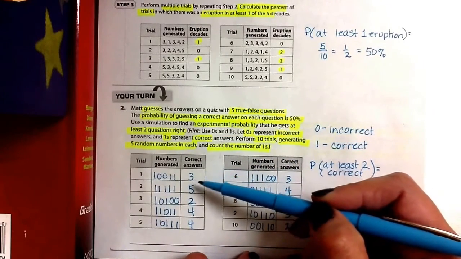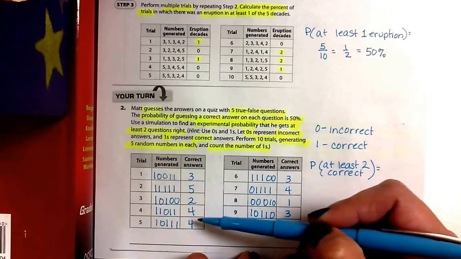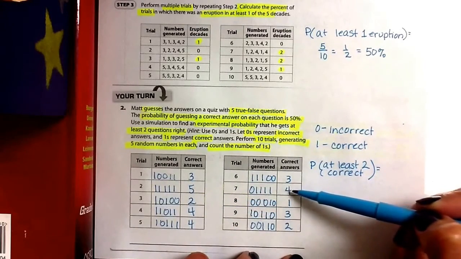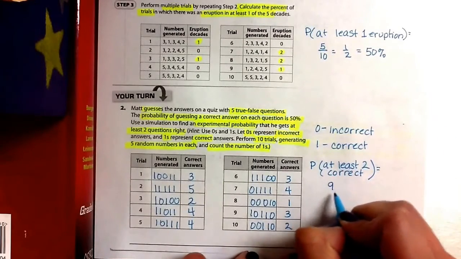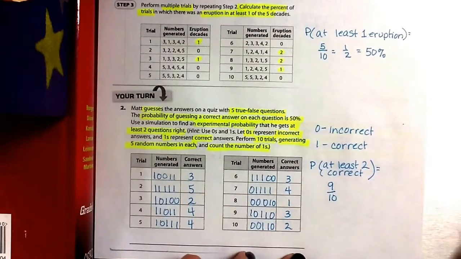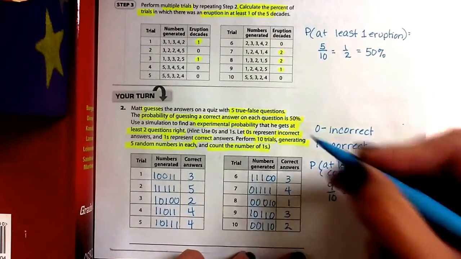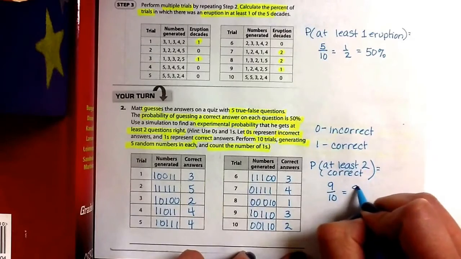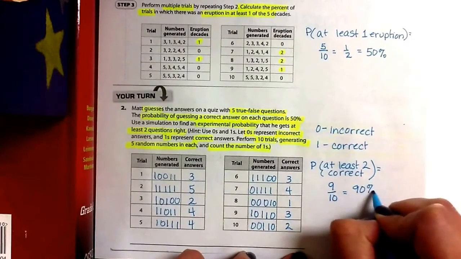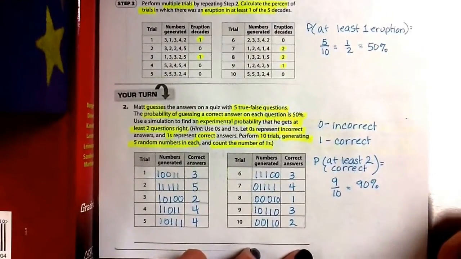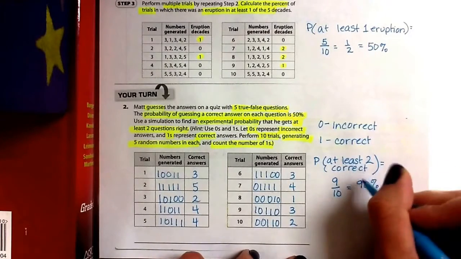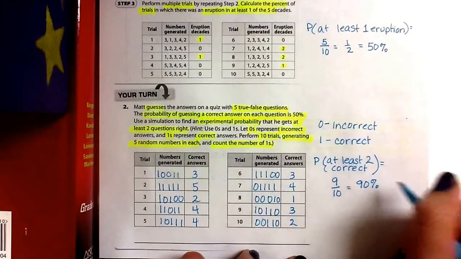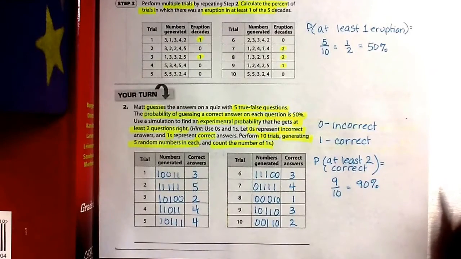So 1, 2, 3, 4, 5, 6, 7, 8, 9 times out of 10, we got at least 2 questions right when we guessed. Or he did, when Matt guessed. So that's 90% of the time. The probability that guessing on a true-false quiz of 5 questions, he'll have at least 2 correct answers is 90%.